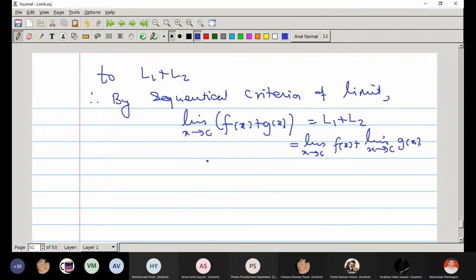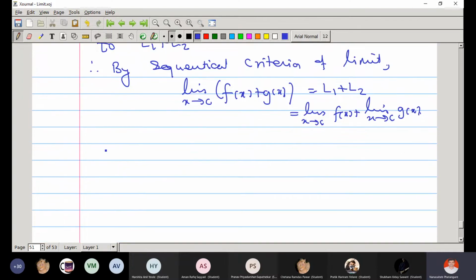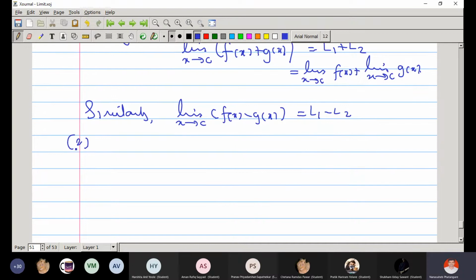Yes, sir. Right, and the basic proof for sequences we did last semester, in calculus 1. That basic proof was, given epsilon, we could produce k and so on. But that result we directly accept here because we have the sequential criteria. So similarly, the limit as x tends to c of f(x) minus g(x) is L1 minus L2. Similarly, this can be proved.